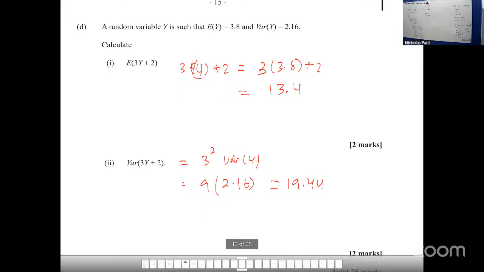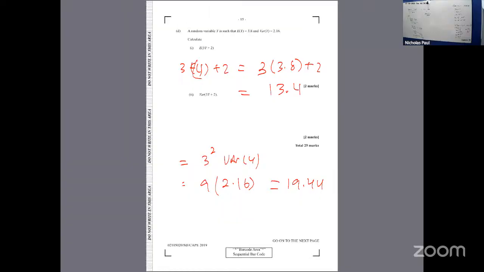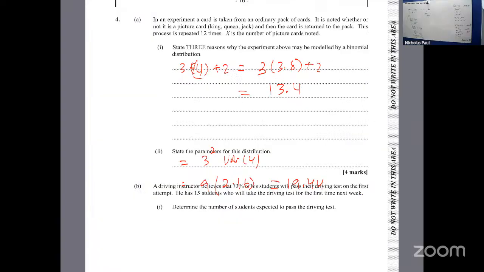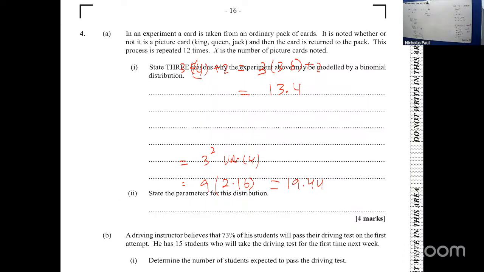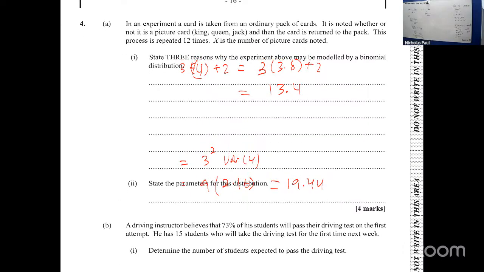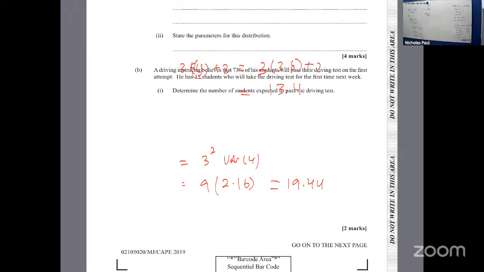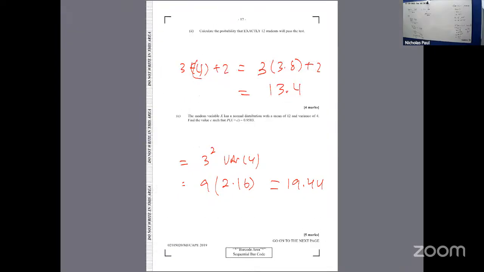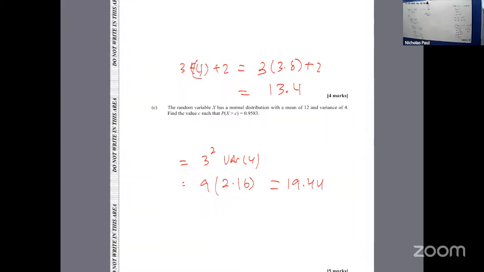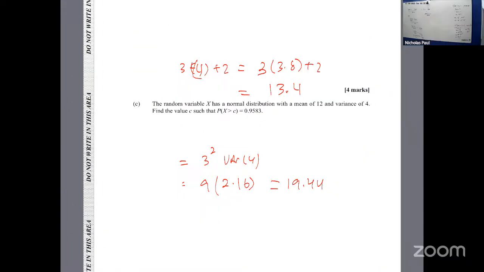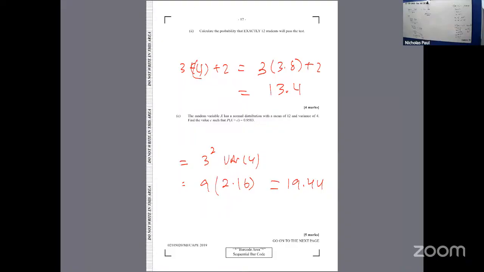Just some small things for you to remember. You did number 4E already? All right, let's do 4E and B. You did C, normal distribution, yeah? All right. Let's do E.